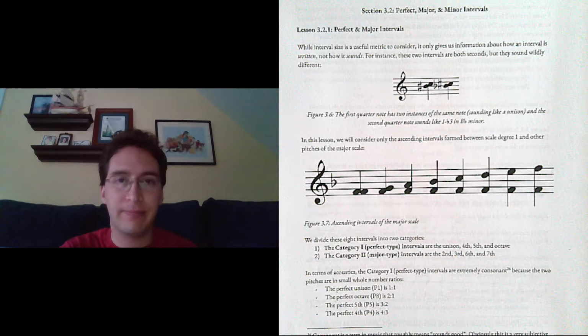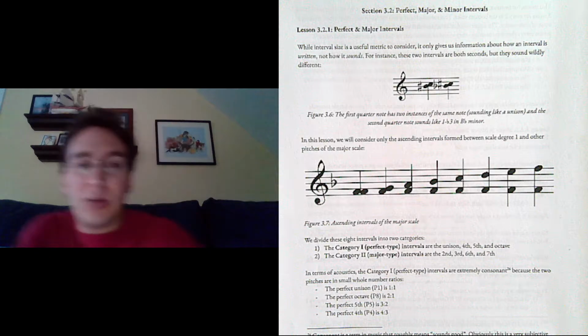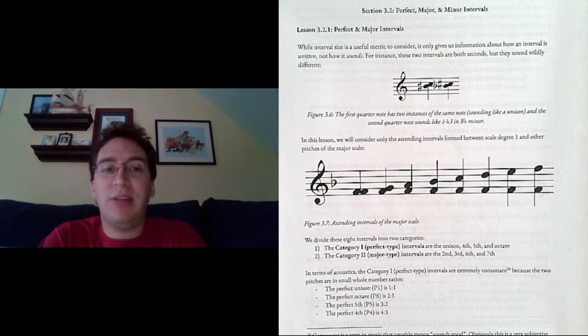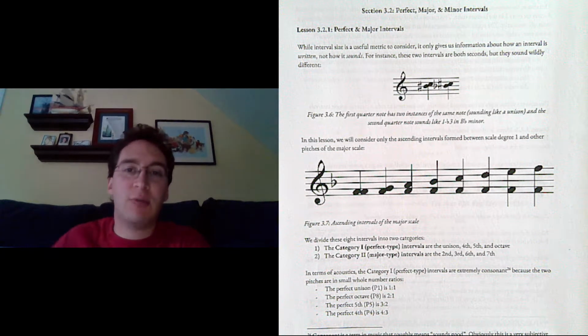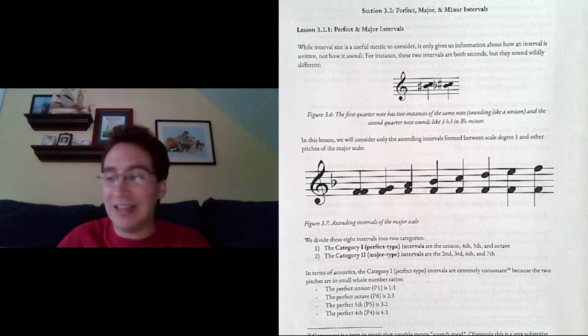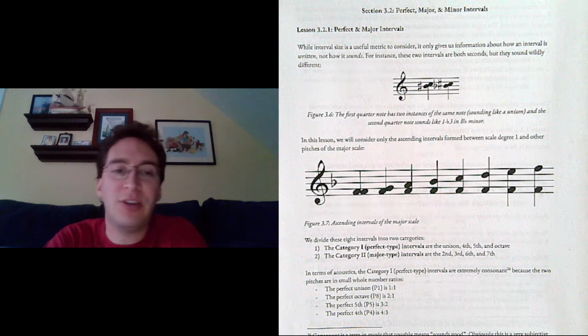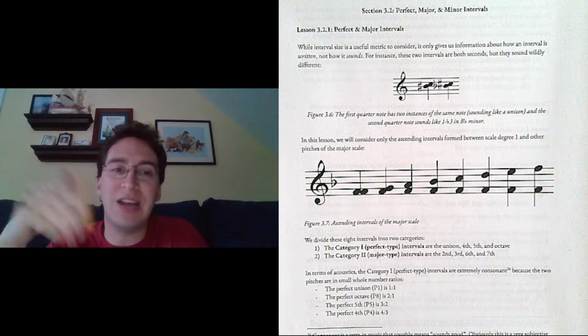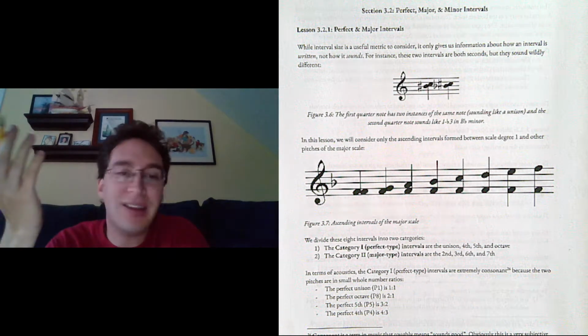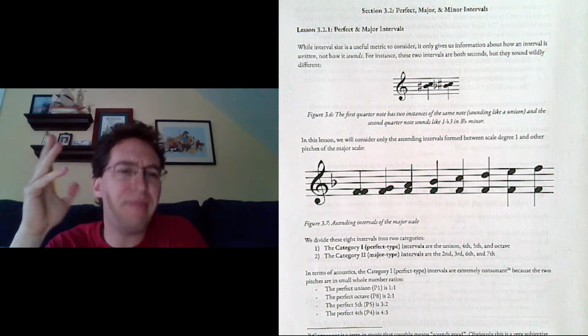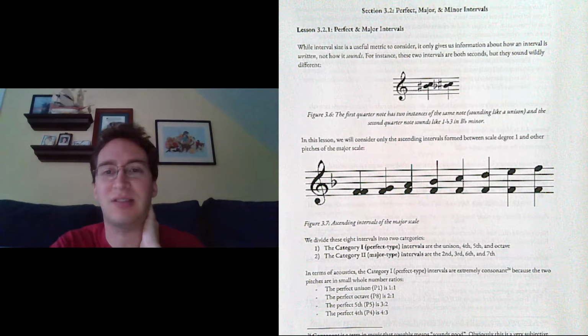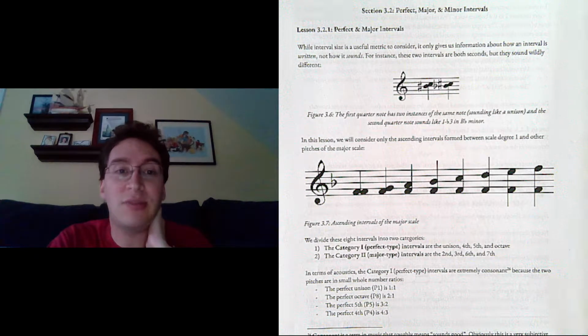Welcome to lesson 3.2.1 on perfect and major intervals. We talked about interval size in the previous section, and today we're going to start talking about interval quality. When we're talking about interval size, all it tells us is how it's written on a staff. So, that can give us some information, but not too much about how it sounds necessarily. Interval quality gives us specific information about how an interval sounds.